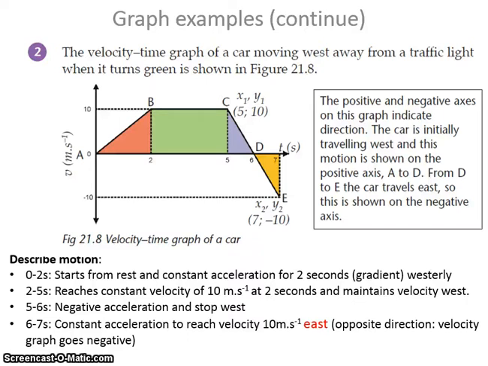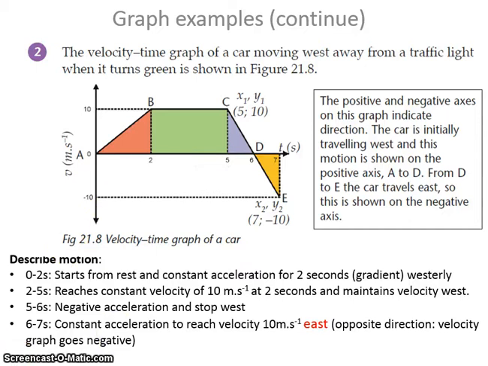Now this one is a car that's going west at a traffic light, so the direction for the movement from 6 to 7 will be east. Constant acceleration to reach velocity 10 meters per second east. Take note that there is a change in direction.